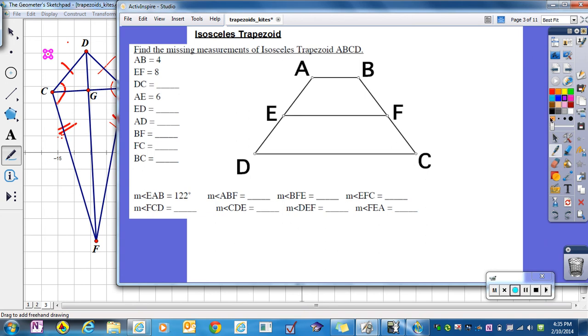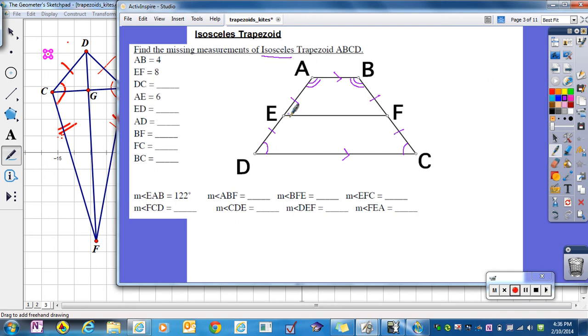Let's start filling in some of our properties. We have that AB is parallel to DC. We have base angles are congruent to each other, so these two are congruent. Also up here at angle A and B, those are going to be congruent to each other as well. Then, since this is an isosceles trapezoid, the two sides that are not parallel are congruent. So AE is congruent to ED, is congruent to BF, is congruent to FC.